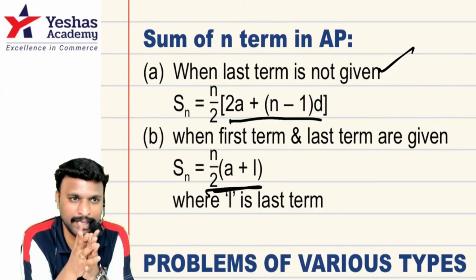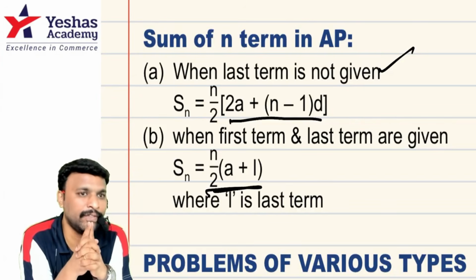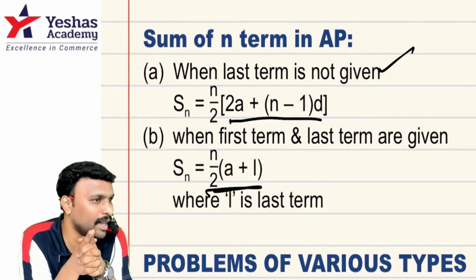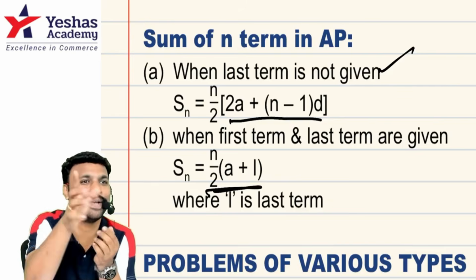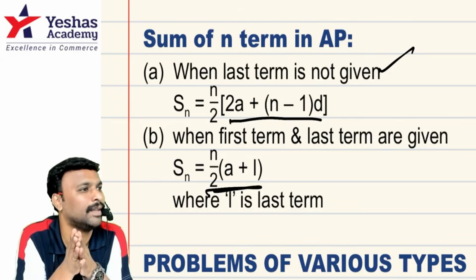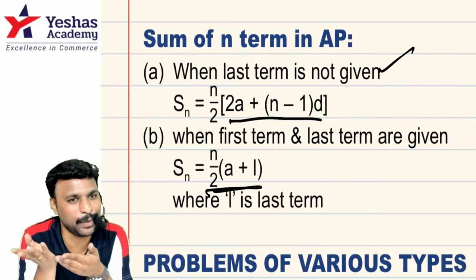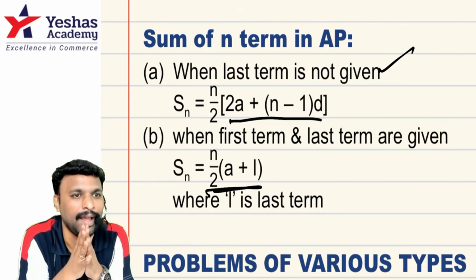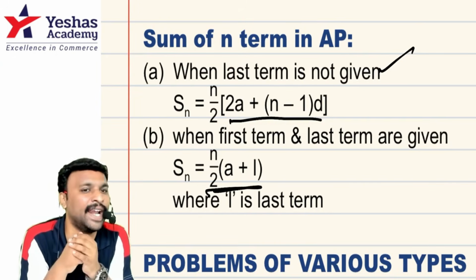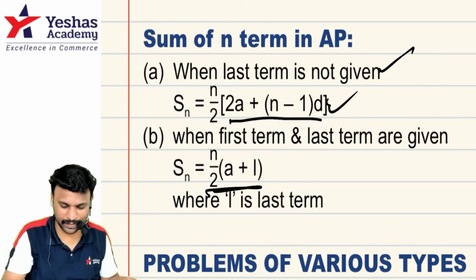Depending upon the data given, there are two varieties of formula. Actually, both are one and the same. When the first term and last term both are given, what is it? It's middle term into n. What is middle term? A plus L by 2, into n. Or n by 2 into A plus L, one and the same. And just expand for L. What is L? A plus n minus 1 into D. You end up getting this formula.